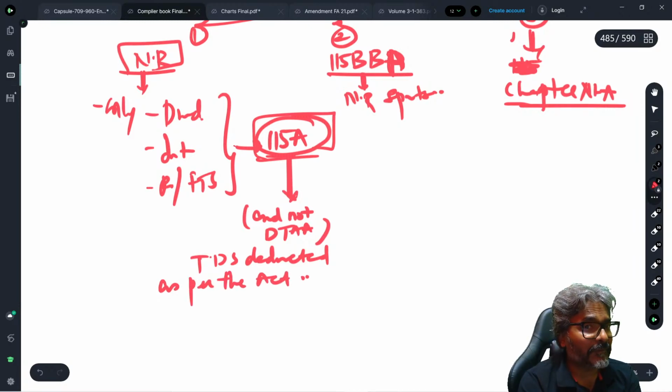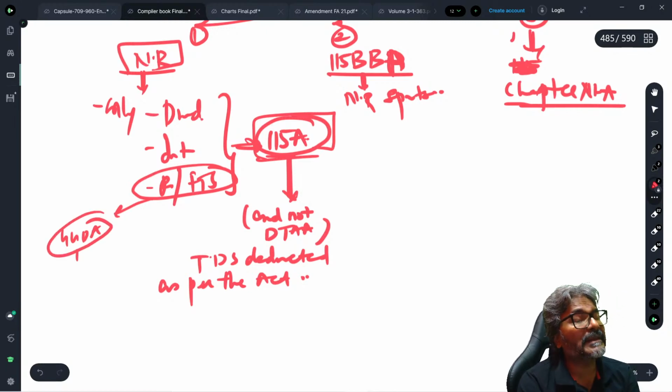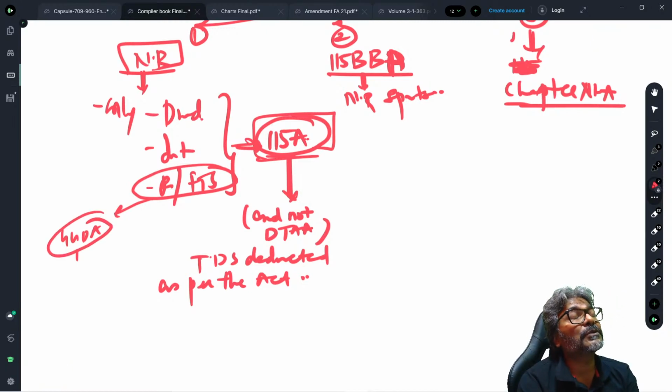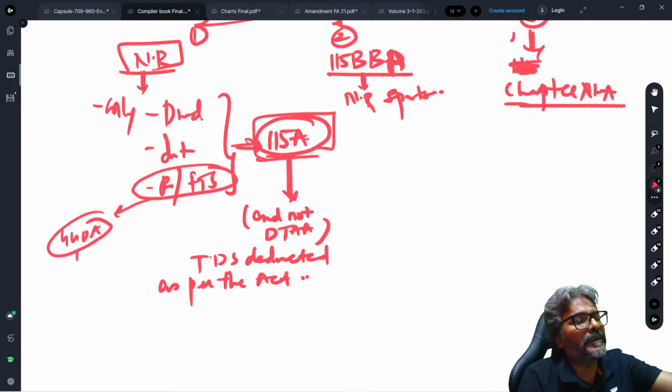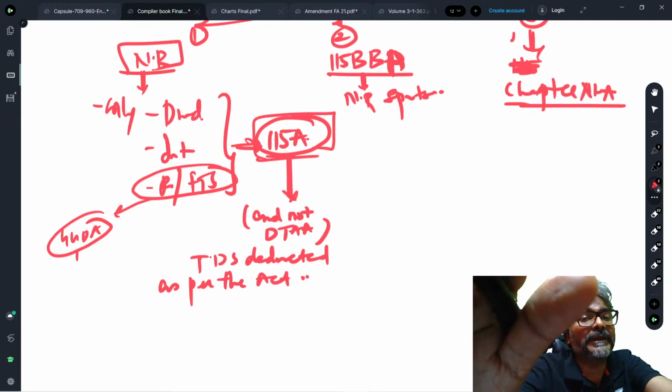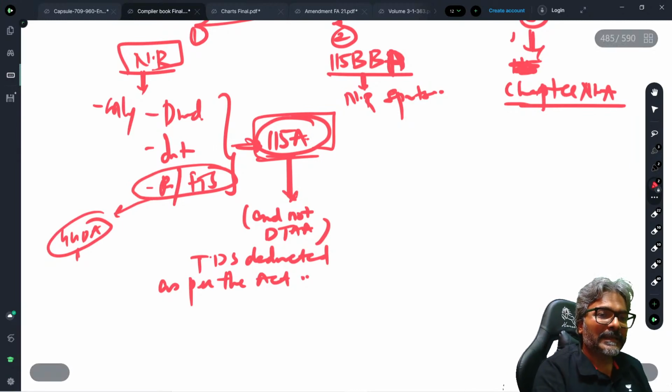So be careful with 115A that they have mentioned, because royalty and FTS can also be assessed under 44DA. If royalty and FTS is assessable under 44DA, then will the exemption to file the ROI be available? And the answer is no. In that particular case, the exemption to file the ROI will not be available if it also has royalty and FTS income as a part of it, students. So even that is one of the points that you should always keep in mind in this regard.